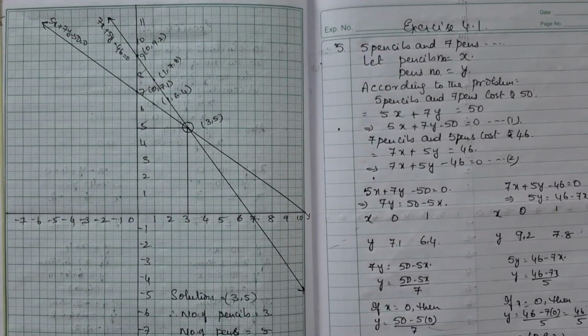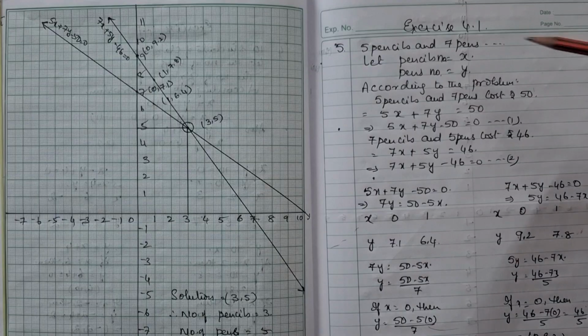Now, fifth problem, children. The fifth problem is: 5 pencils and 7 pens together cost 50 rupees, and 7 pencils and 5 pens cost 46 rupees. Find the cost of one pencil and that of one pen. Pencils and pens, the together cost they are giving. So 5 pencils and 7 pens are costing 50 rupees. 7 pencils and 5 pens are costing 46 rupees. So let us see how you can do it.